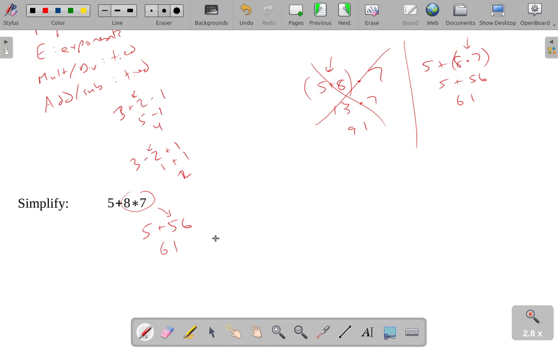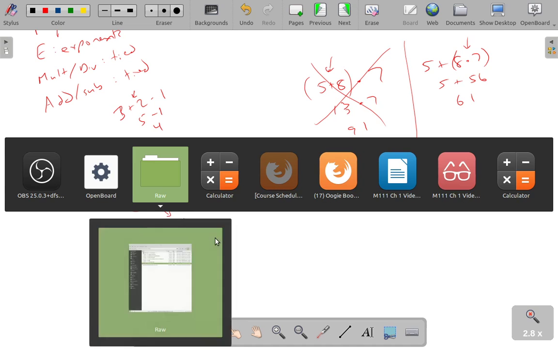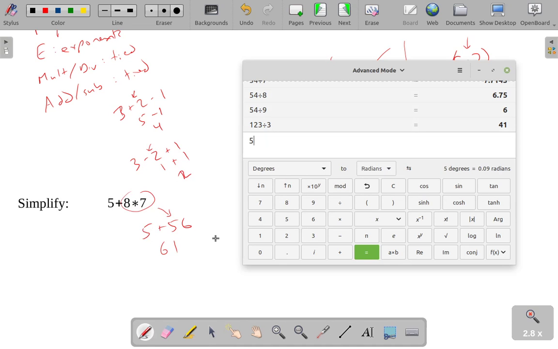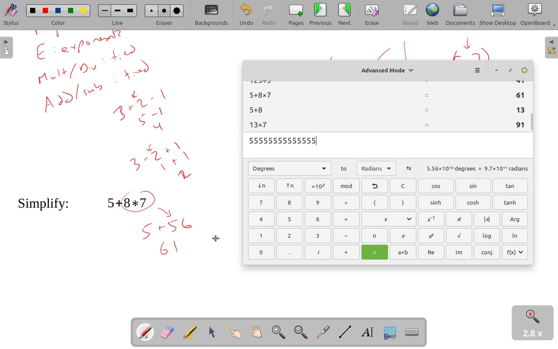Now, assuming your calculator is a scientific calculator, it should be able to deal with the order of operations just fine. You can see it ends up spitting out 61 here. If I was to type this in individually like this, you can see it gives me the wrong answer. This is the answer I had initially, the 91.